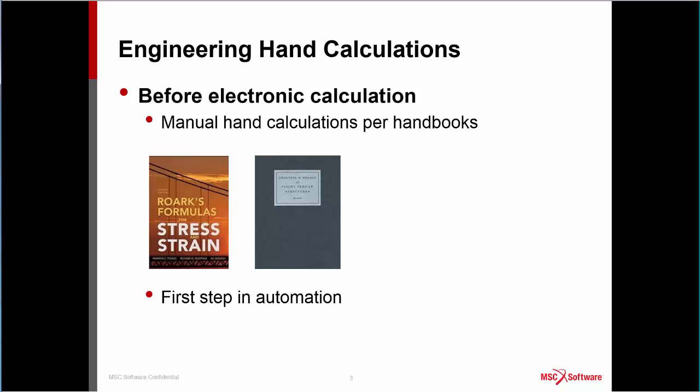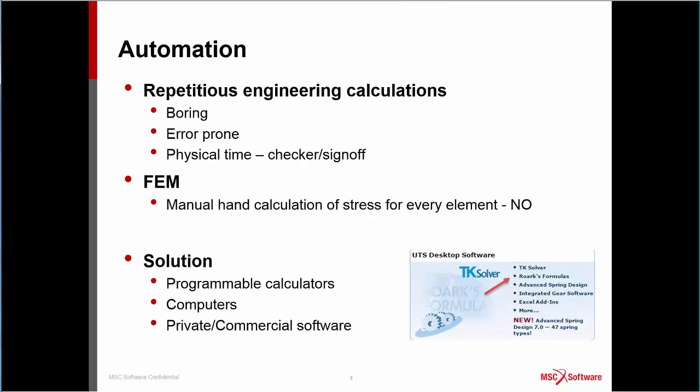So the first step in automation is essentially these handbooks, so that everyone's using the same equation to get the same answer, and that's the important part. Which then leads to, well, if you're doing these engineering calculations, I remember that the first time you go through it, it's kind of interesting, then it becomes kind of boring, which means it's error prone. There's a lot of physical time involved with it because we always had a checker to sign off on that, and that's probably still around in some areas. Someone checks your hand calculations, makes sure you're doing the right thing.